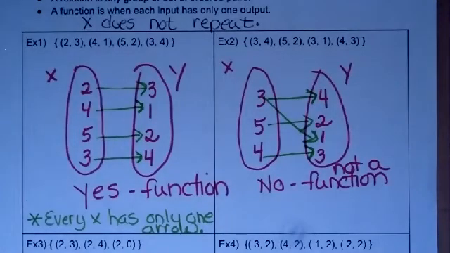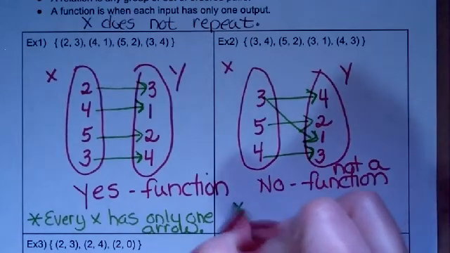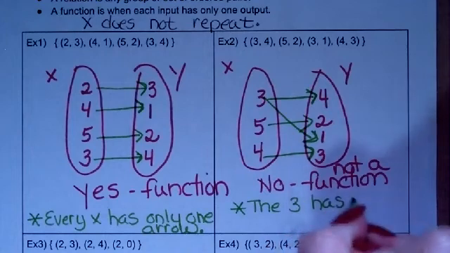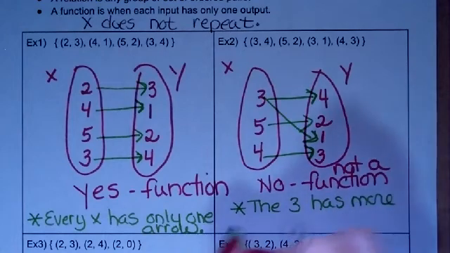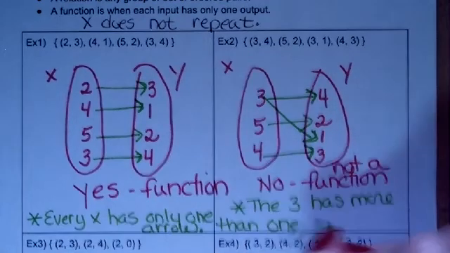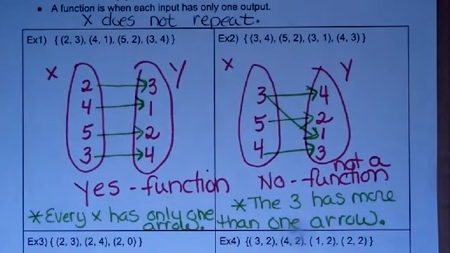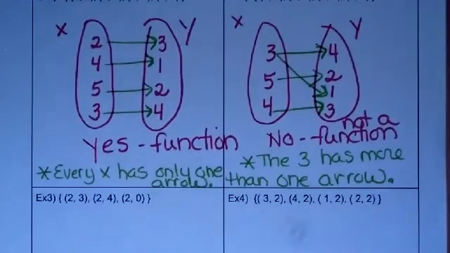And why would I say that again? The 3 has more than one arrow. Just making myself a note here so I can remember why that's true. Okay. So it doesn't matter if you got more than one arrow coming out of an X number, it has 2 matches, it's not a function. Okay. Now, let's look at example 3.